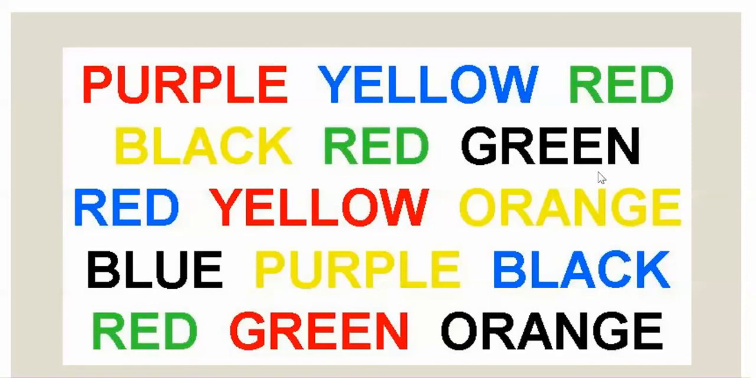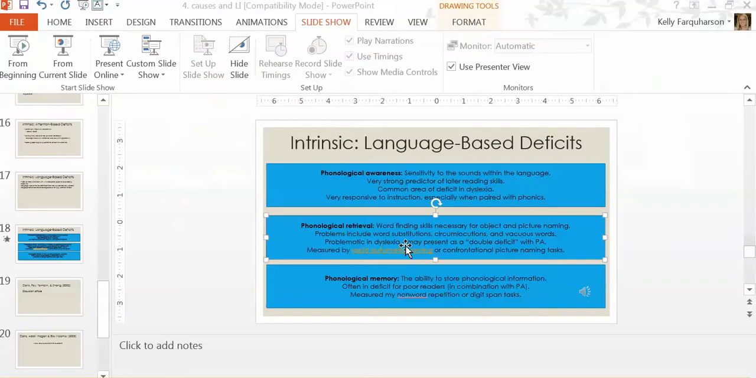And so what you're trying to do here is inhibit the decoding response and really get at phonological retrieval. It's very difficult to do, as you can imagine. Blue, red, yellow, black, yellow, blue, green, red, black. It's more fun when we can do it together in a group, but you get the idea.